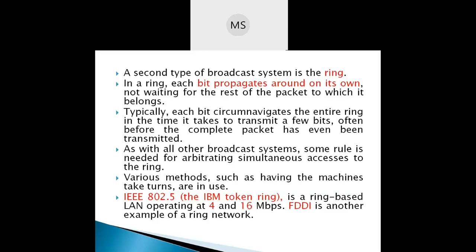The IBM token ring has the IEEE standard number IEEE 802.5, and it can transfer data at a speed of 4 to 16 megabits per second. Another example of a token ring type of network is FDDI.